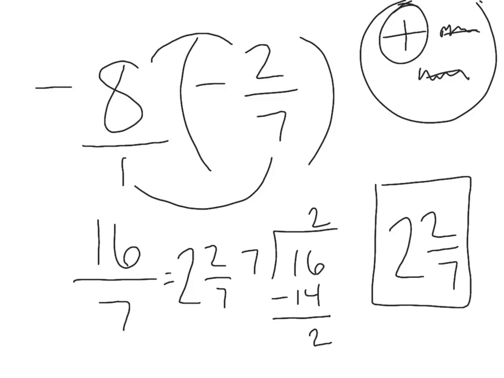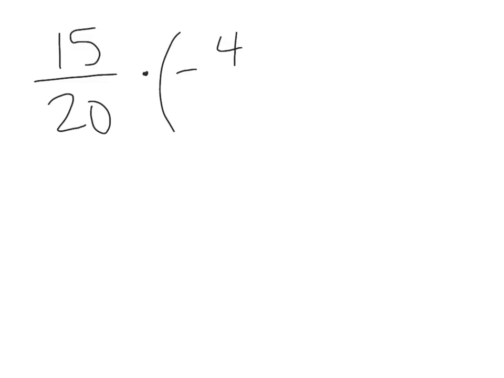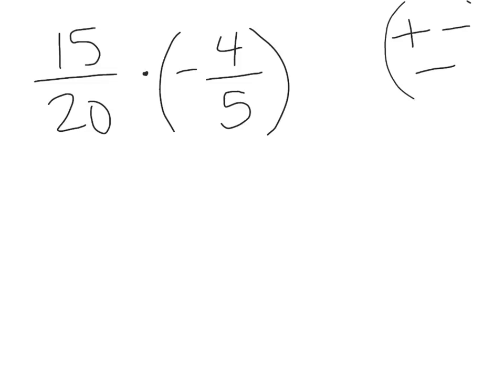All right, let's do one more example here, and I'm going to show you a nice little shortcut that you don't always have to use, but it really helps when simplifying at the end. It kind of saves you some steps. So this problem is 15/20 times a negative 4/5. So we're multiplying, so I'm going to go ahead and do my punch in the eye guy. It is a positive times a negative, so my final answer will be negative.